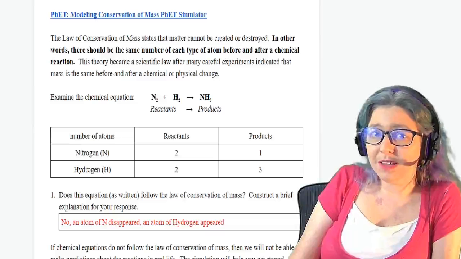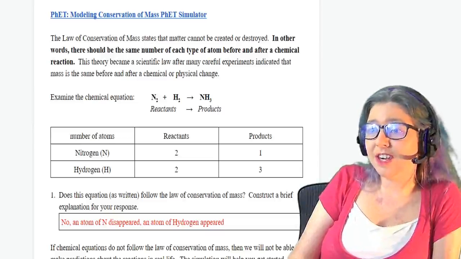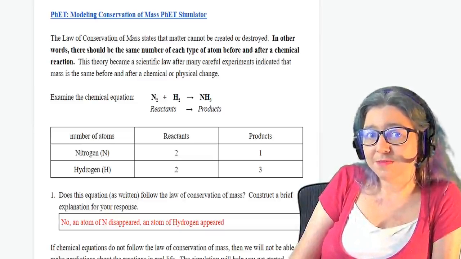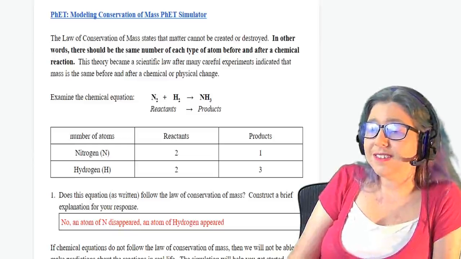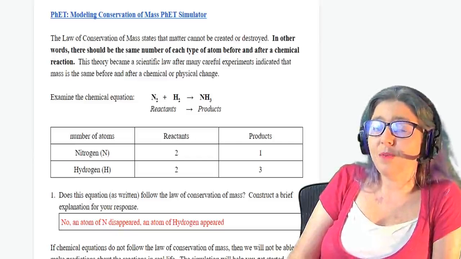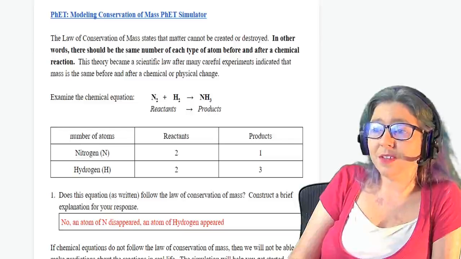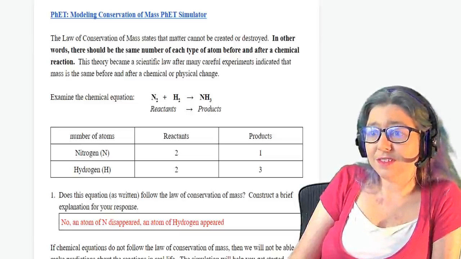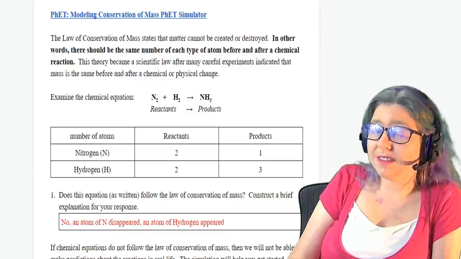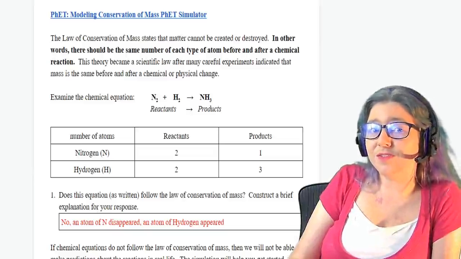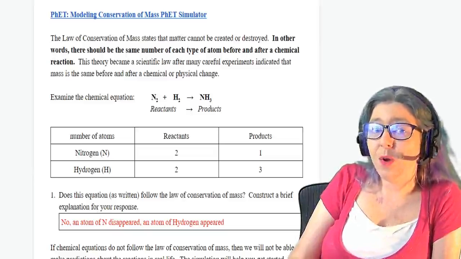So I asked the class as a whole, does this reaction, the way that it's currently written, follow the law of the conservation of mass? The answer is no. This does not conserve mass. I start with 2 nitrogens, and then one of my nitrogen atoms disappears because I'm left with only 1. And then I also start with 2 hydrogen atoms, but somehow in my products I end up with 3, so 1 appeared out of nowhere. This does not follow the conservation of mass. I cannot gain or lose atoms because of a chemical reaction.